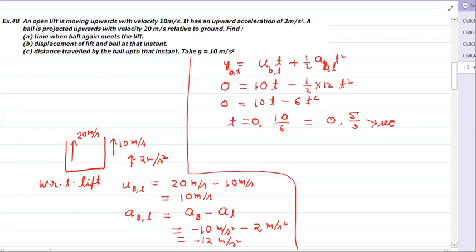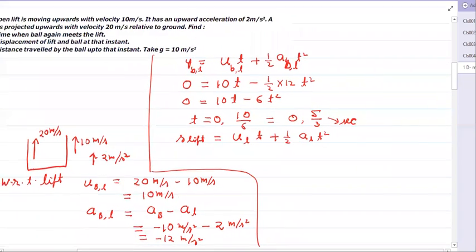Displacement of lift and the ball at that instant. So what will be the displacement of lift and the ball? Displacement of lift: velocity of lift is given, acceleration of lift is given. So it is velocity of lift times t plus half acceleration of lift times t square. So we will put all the values.